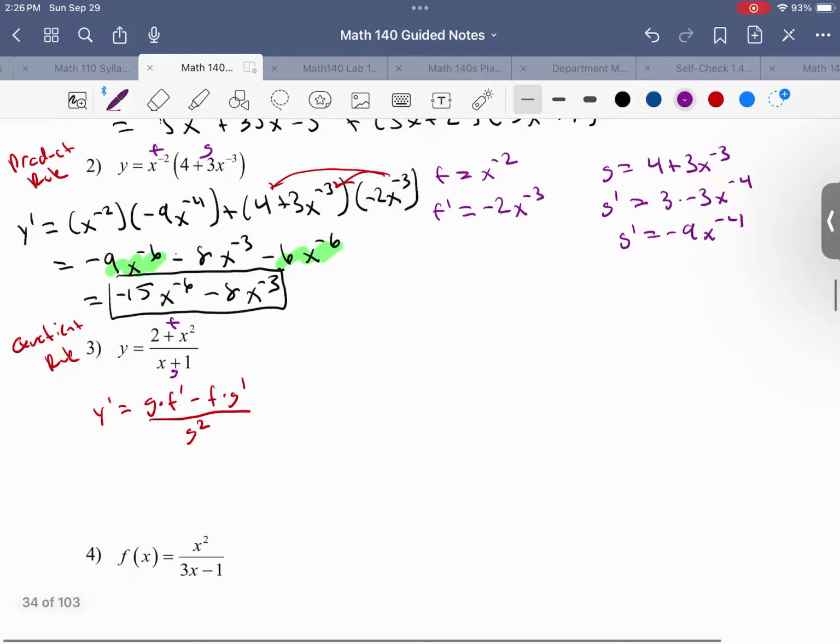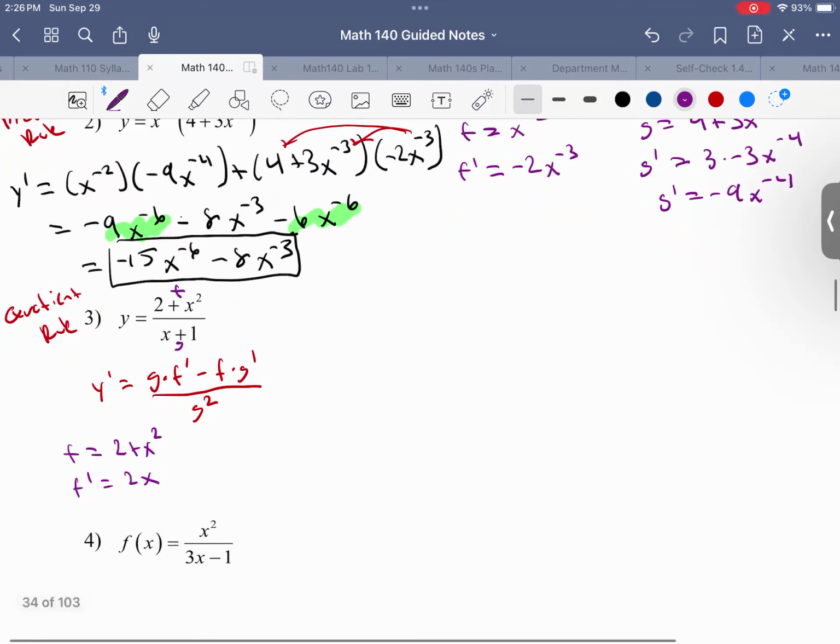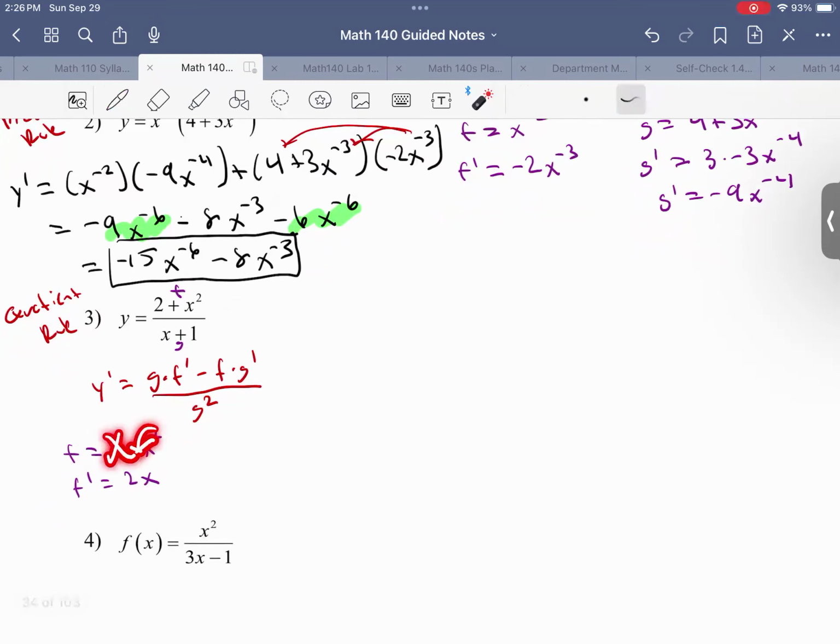So I know f equals 2 plus x squared, and the derivative of that is just going to be 2x. The 2 goes away, and the exponent drops down. So that means g is just x plus 1, and the derivative of this is just going to be 1, because the 1 goes away, and think about an invisible 1 right there, and the x just drops. So you're left with just the 1.